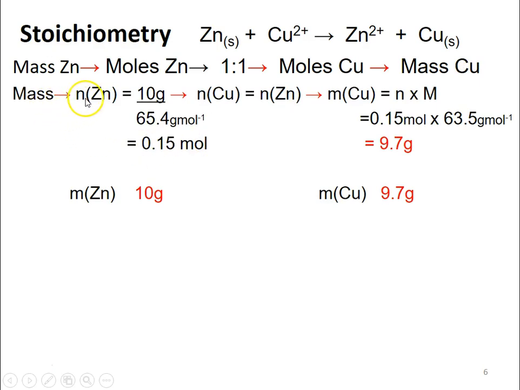So we have to convert the mass to number of moles before we could relate it. So if you've got 10 grams of zinc, you've got 0.15 mole. It's a 1-to-1 relationship, so you've got 0.15 mole of copper being formed. Copper atoms are slightly smaller atoms, so the mass of a mole is less. So if you have 10 grams of zinc being lost, you would form 9.7 grams of copper because they're slightly smaller atoms.